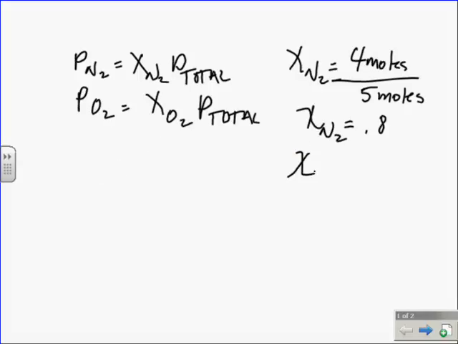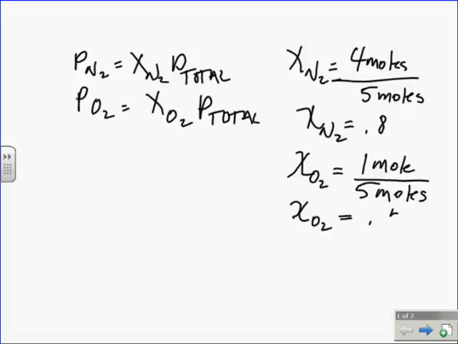The mole fraction for oxygen is the 1 mole of oxygen over the total 5 moles. The mole fraction of oxygen is equal to 0.2. We know everything worked out because our total mole fraction adds up to 1. They tell us that the total pressure for the entire mixture is 7 atmospheres. Therefore, we can go ahead with the second part of this problem.